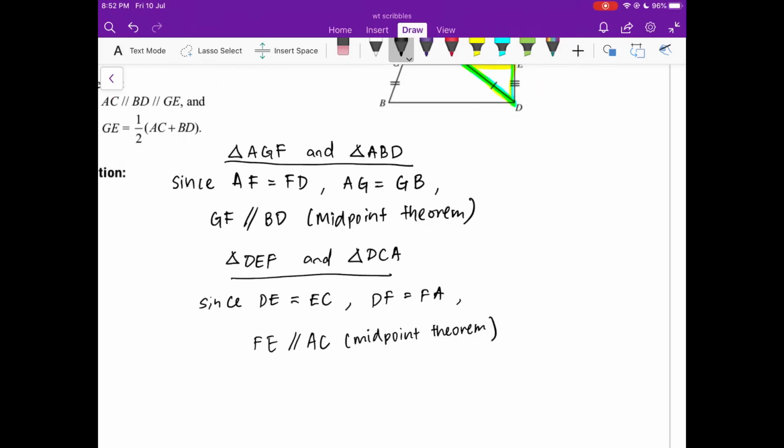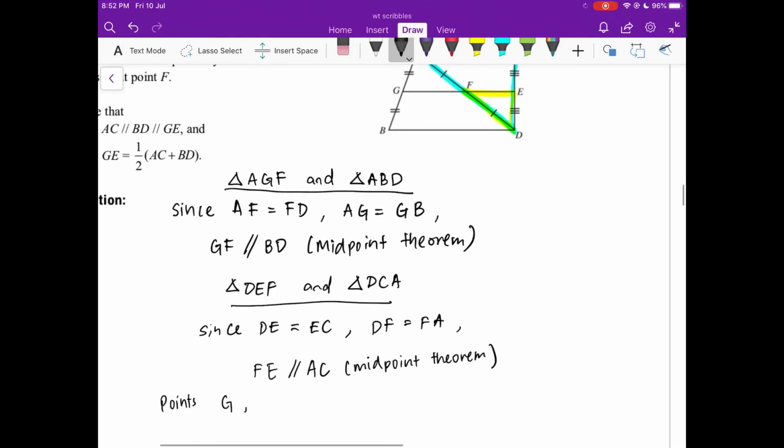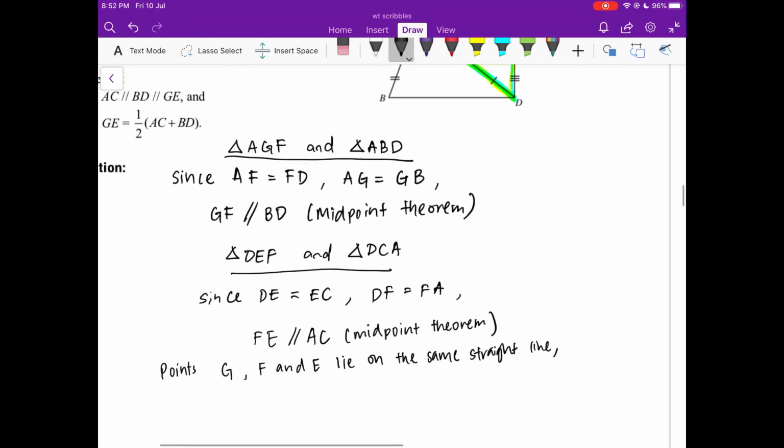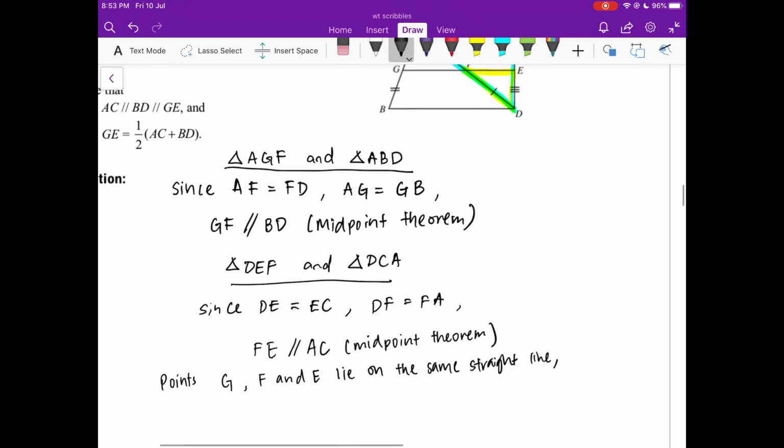Since points G, F, and E lie on the same straight line, we can conclude that AC is parallel to the line BD, and it's also parallel to the line GE.